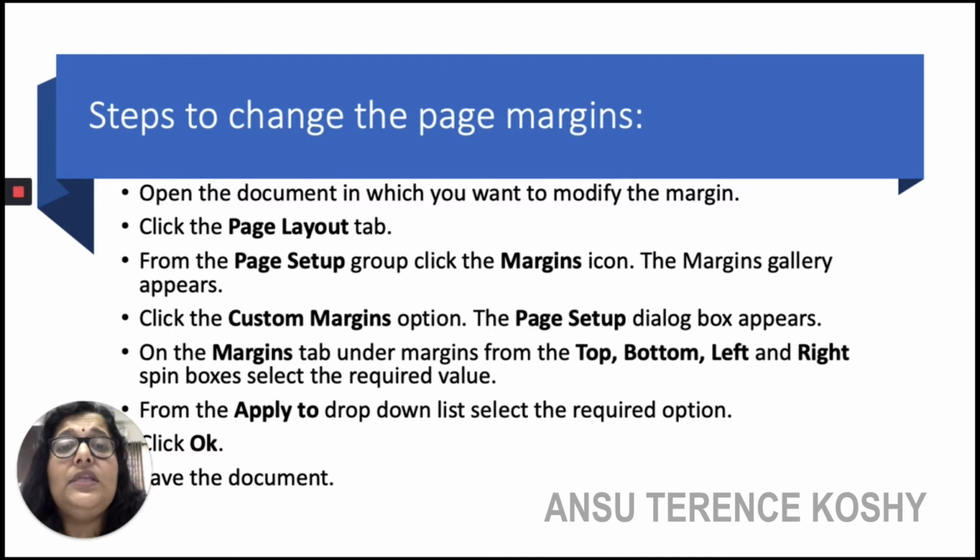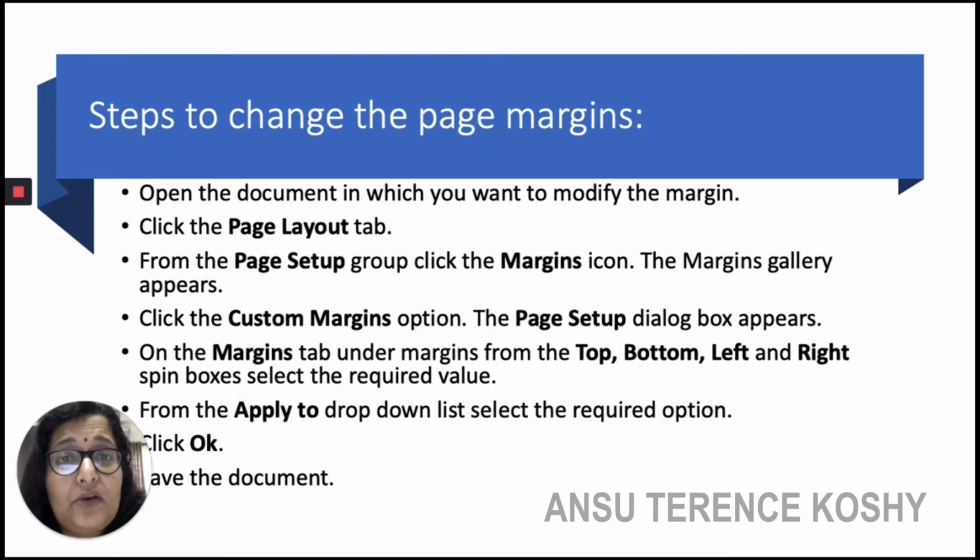Steps to change the page margins. What are the different steps to change the page margins? Open the document in which you want to modify the margin. That is, you have to first open your Word document in which you need to change the size of the margins. Then you have to go to the Page Layout tab. From the Page Layout tab, you have to look for the Margins group. In the Page Layout tab, you have to look for the Margins icon. And then click the Custom Margins option.